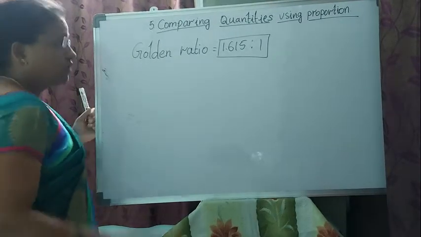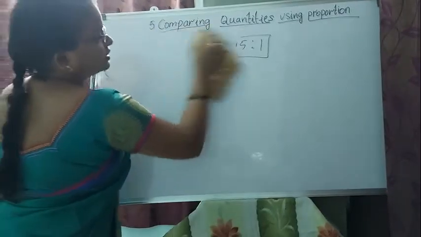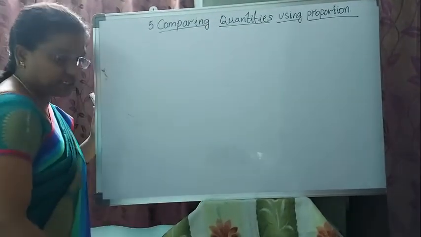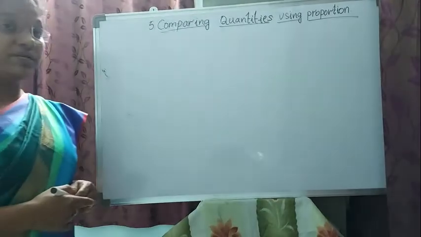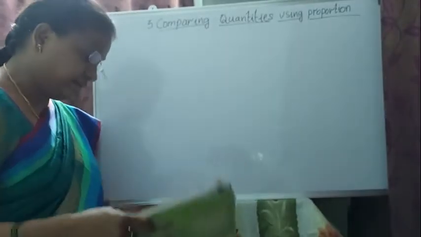Now we see the exercise part. We go for the exercise. Now you know what a ratio is. Ratio is an ordered pair.